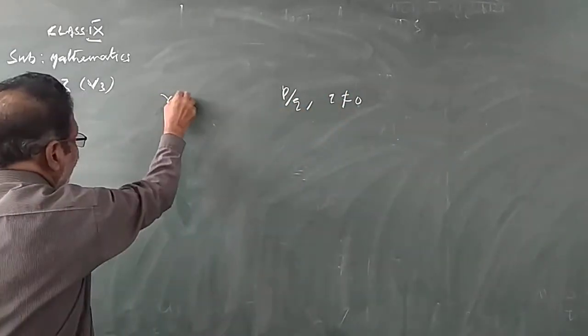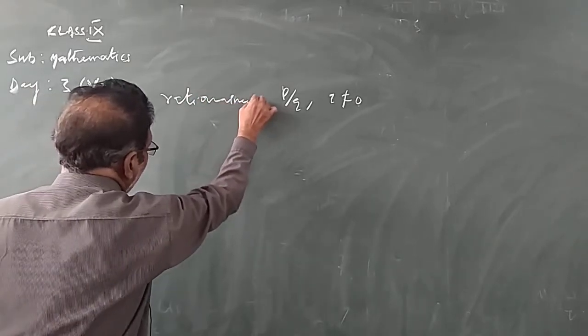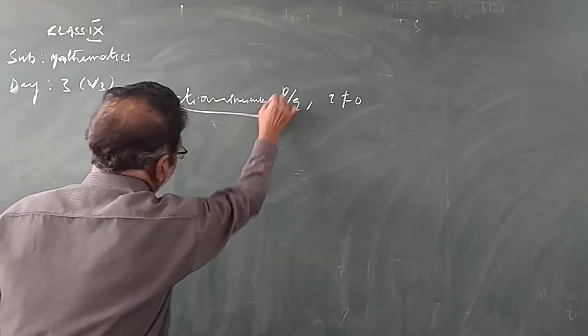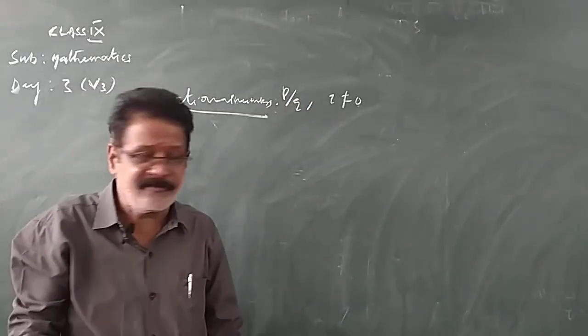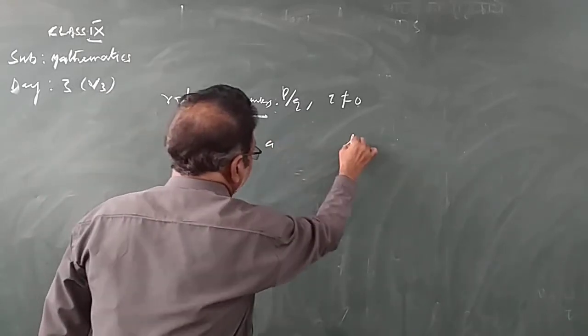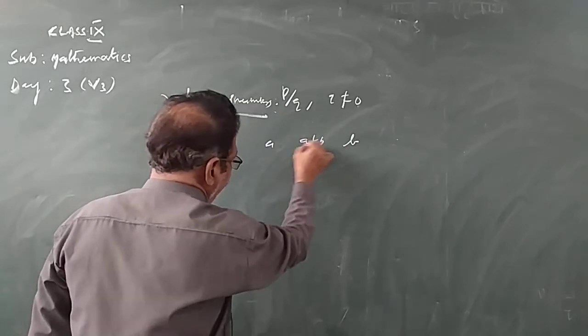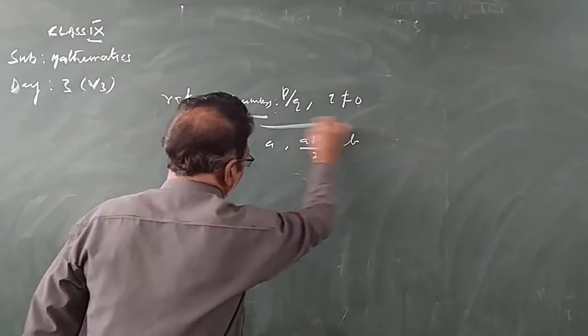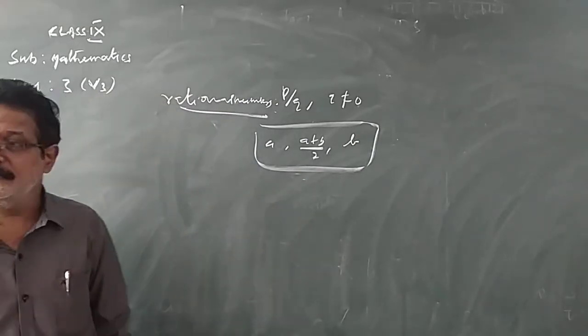The numbers which can be written in the form of p by q, where q is not equal to 0, are called rational numbers. Between two rational numbers a and b, we can insert (a plus b) by 2, which is also a rational number. In the last class, we learned this.